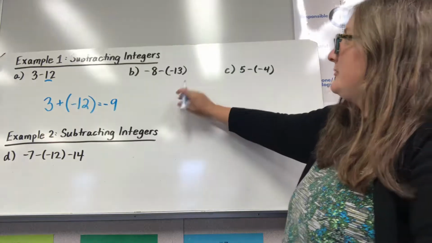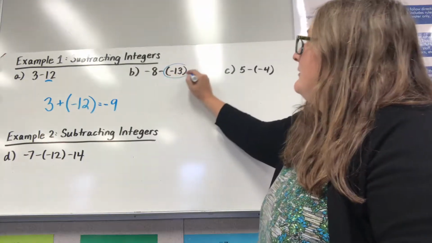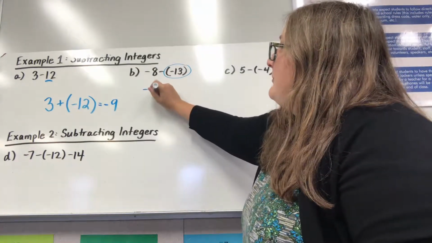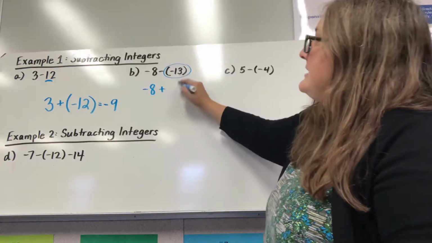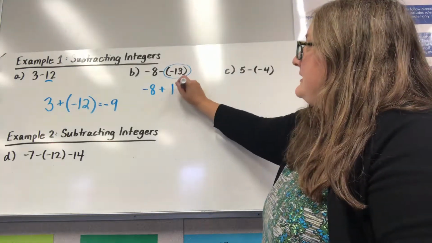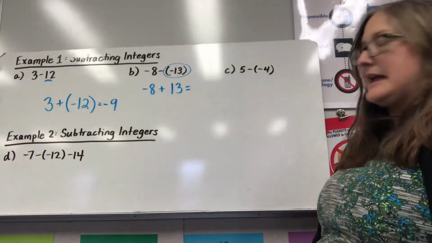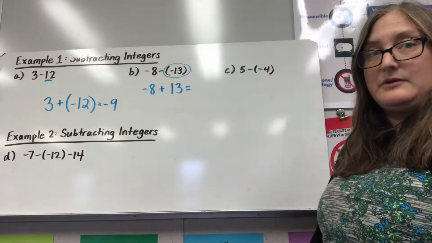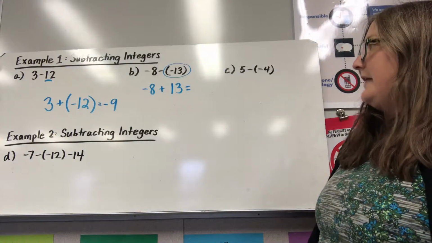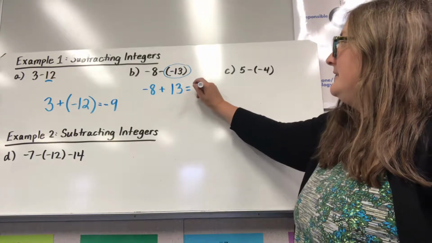Let's try the same thing with this problem. Here's this second number. I'm going to start at the same point, but I'm going to add the opposite, so that's going to be 13. So in this case, I've got 13 positives and 8 negatives. That means I have more positives, so I'll have a positive answer. And 13 minus 8 gives me 5.